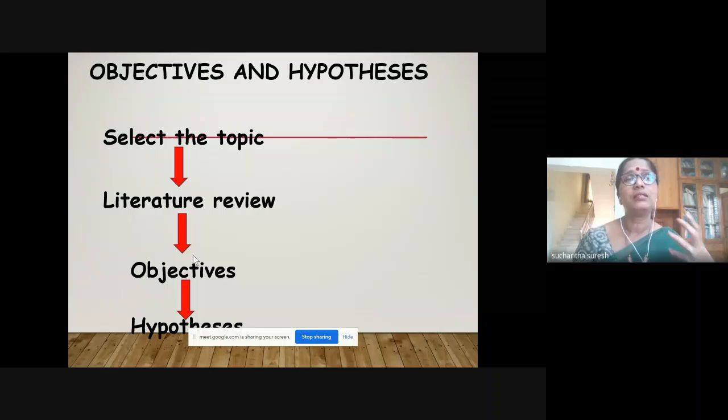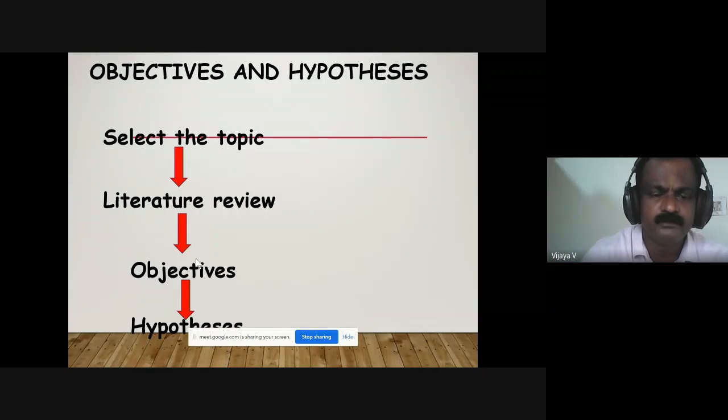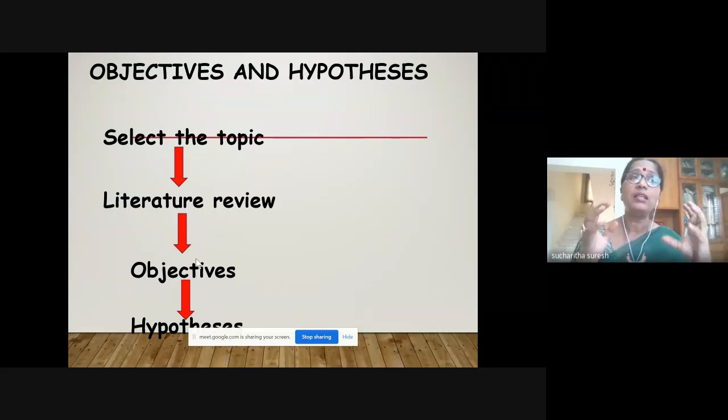So dear friends, in some places I found a somewhat weird experience. What I found is that people will select the topic and they'll have multiple objectives, 10 to 12 objectives, but none of them will reflect the title of the study. If asked, they say, I have taken it from literature. That's what has to coordinate with your objectives. So your objectives should coordinate with the title.